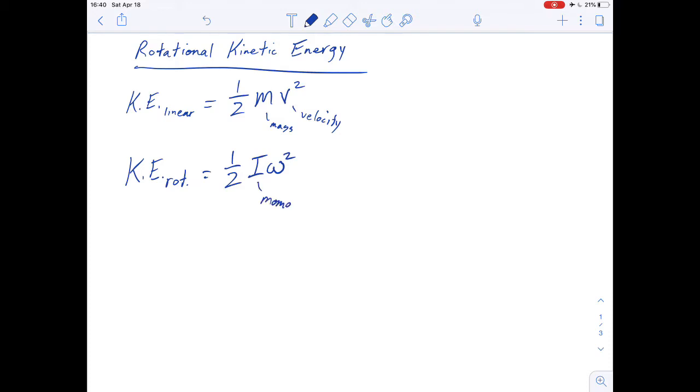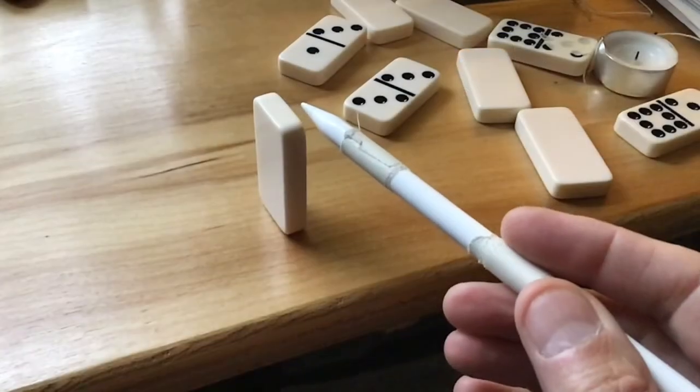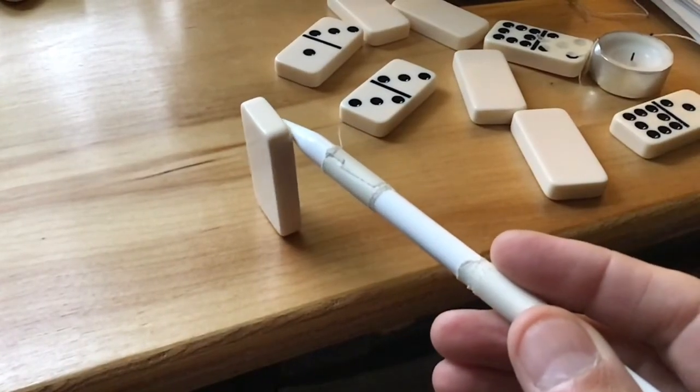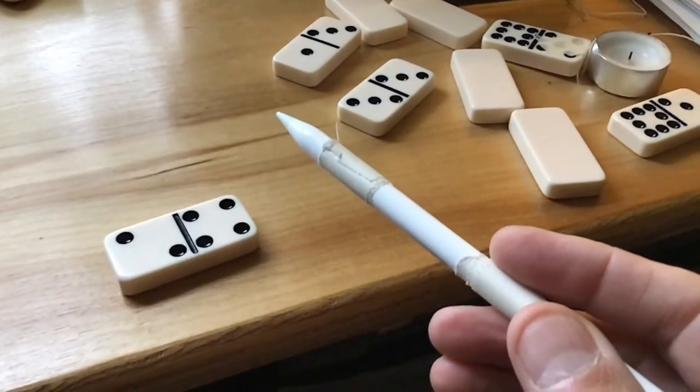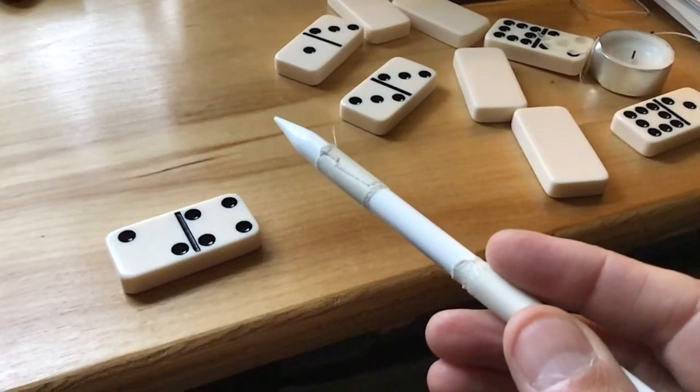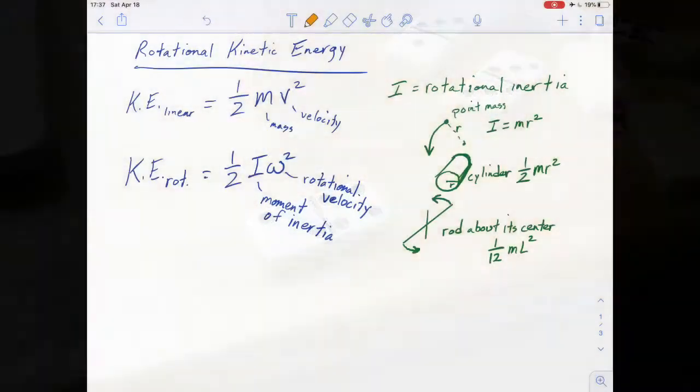I is called moment of inertia, and lowercase omega is called rotational velocity. So when an object falls over, like this domino, it has its own kinetic energy. It's a little bit different than just a moving object.